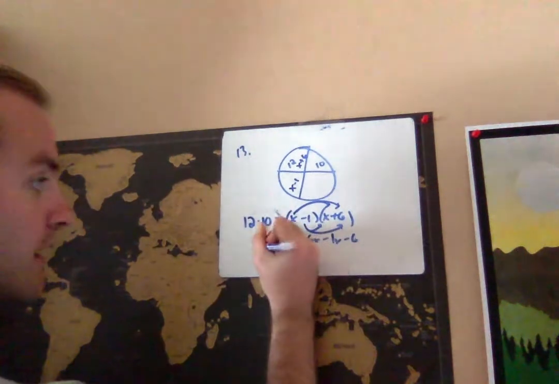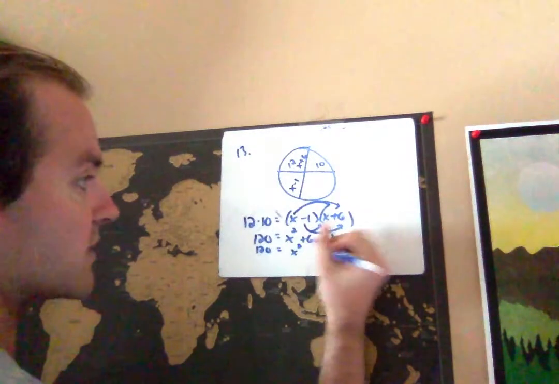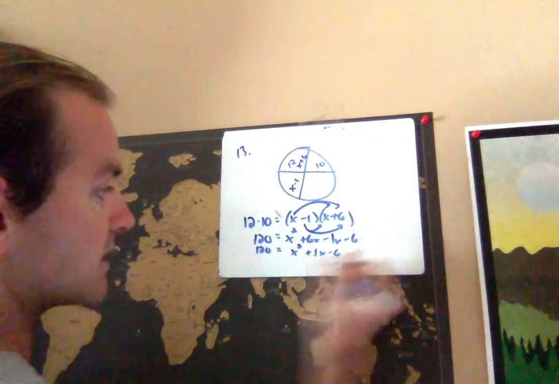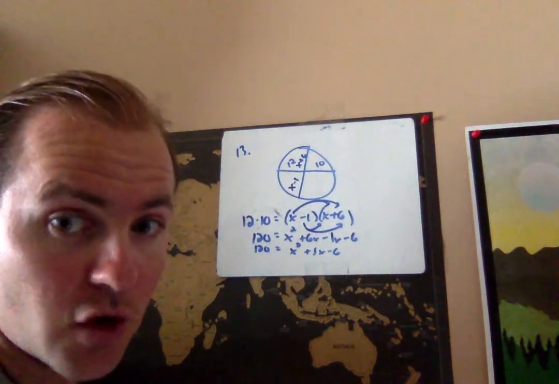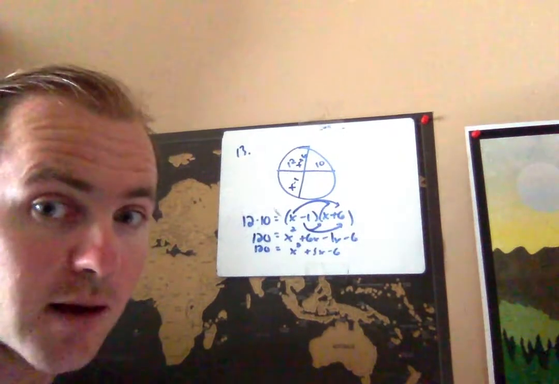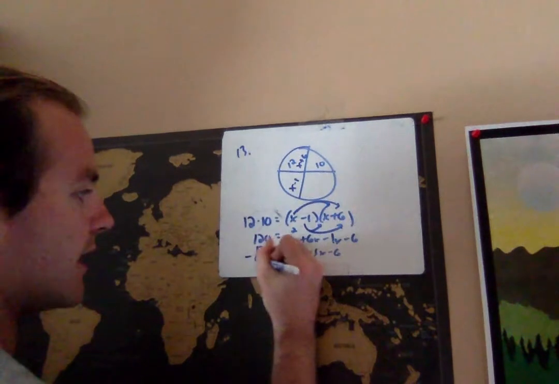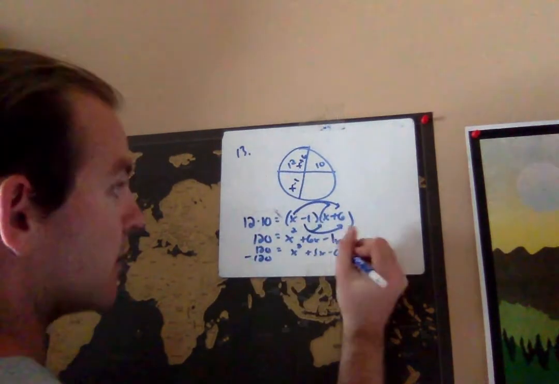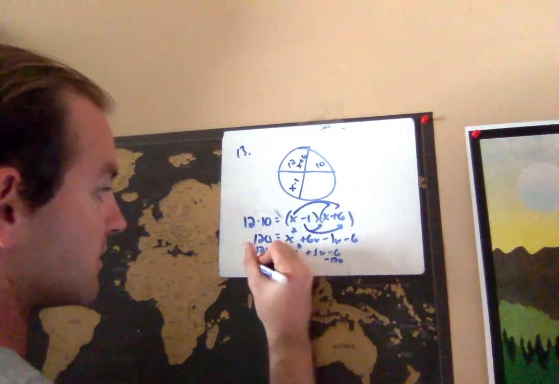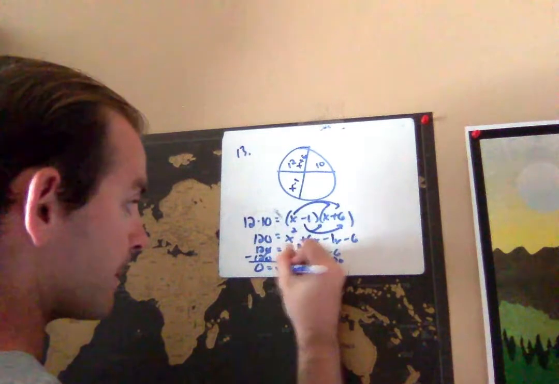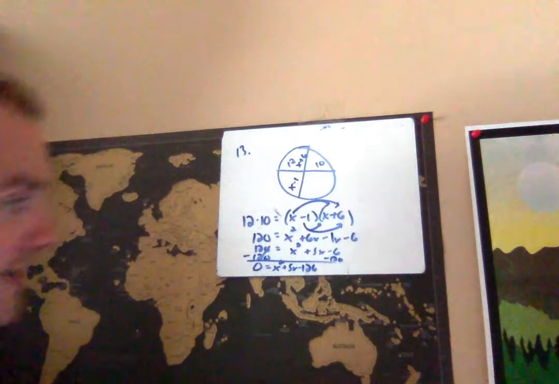Then I'm going to combine a few like terms. So 6x minus 1x is 5x. So I get x squared plus 5x minus 6 equals 120. But then I have to remember that to solve a quadratic, I need to get everything on one side, because I want to use the zero product property, and I can't use that unless I have 0 on one side. So I have to subtract 120 from both sides here. So minus 120, and then I'm going to get 0 equals x squared plus 5x minus 126.